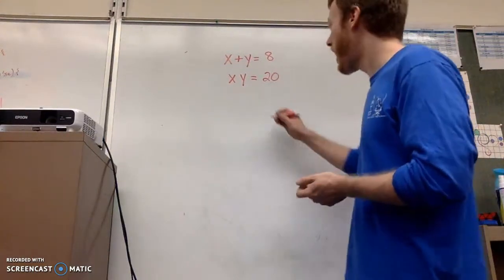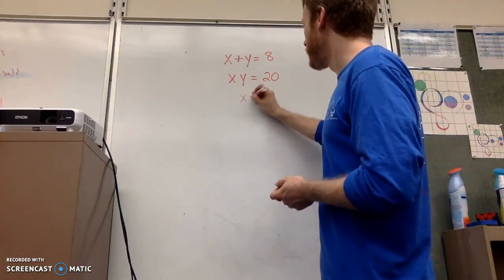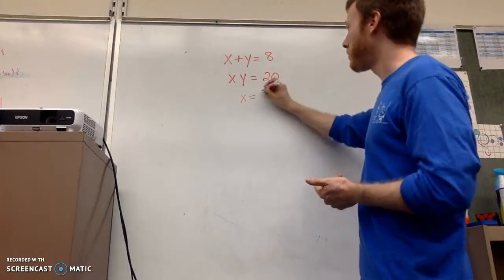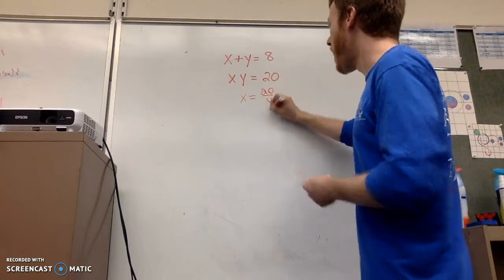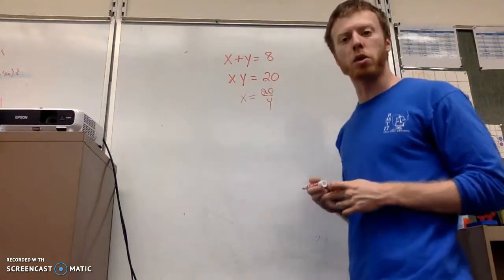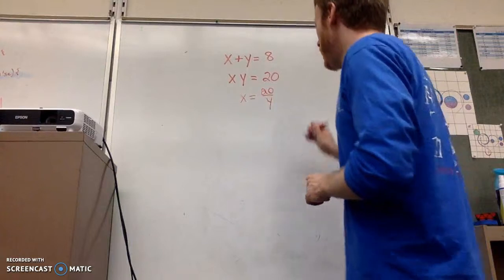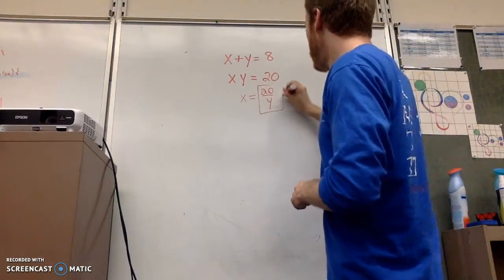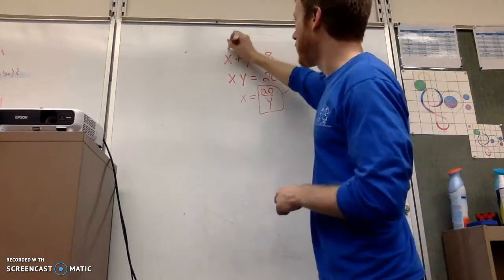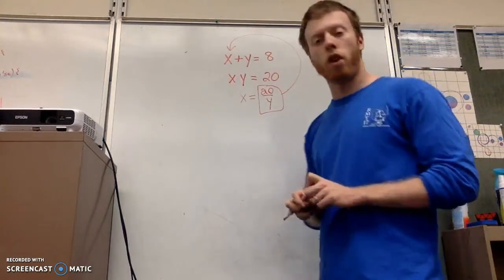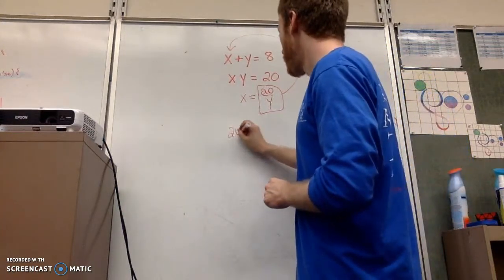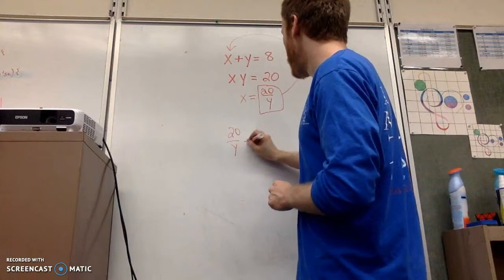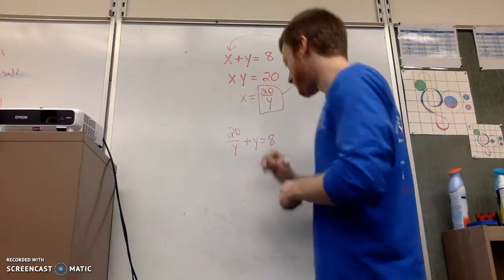Okay, so let's solve for x here. To get x by itself, we divide by y on both sides, so x is equal to 20 divided by y. This is the value of x, so let's go ahead and plug that in for x. So we have 20 over y plus y is equal to 8.